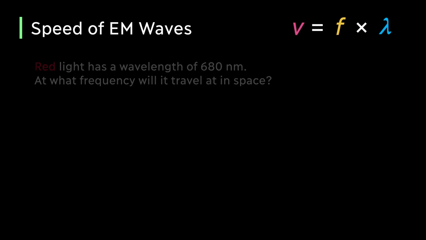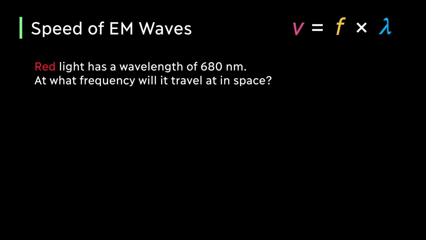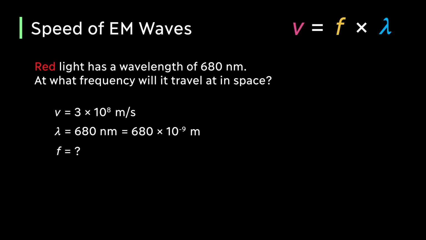Here's a quick example of a very basic question you could be asked. Red light has a wavelength of 680 nanometers. At what frequency will it travel in space? So we know that the wave speed is 300 million meters per second, or 3 multiplied by 10 to the 8 meters per second. We know that lambda is 680 nanometers. That's the same as saying 680 times 10 to the minus 9 meters. We're looking for what f is.